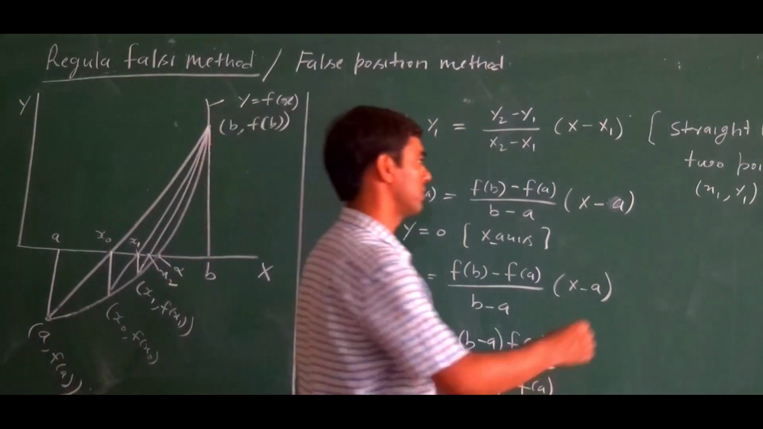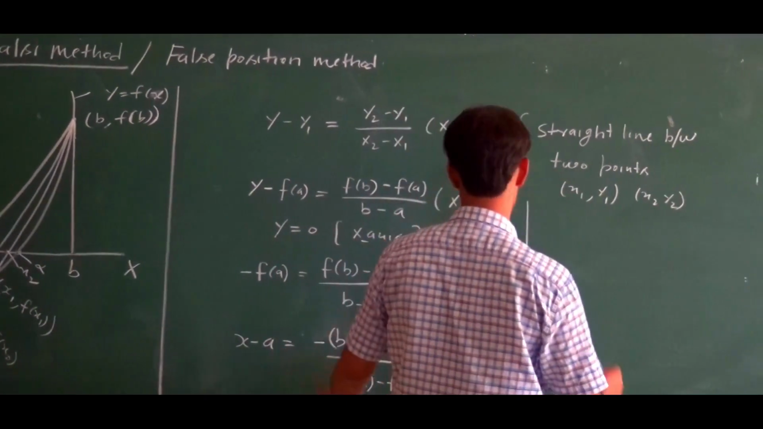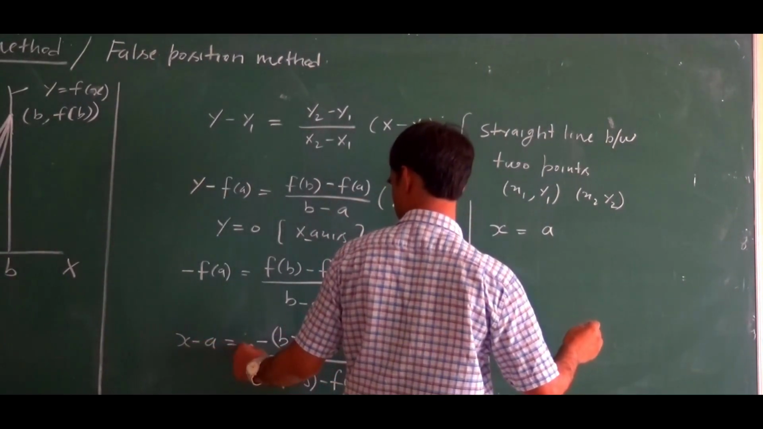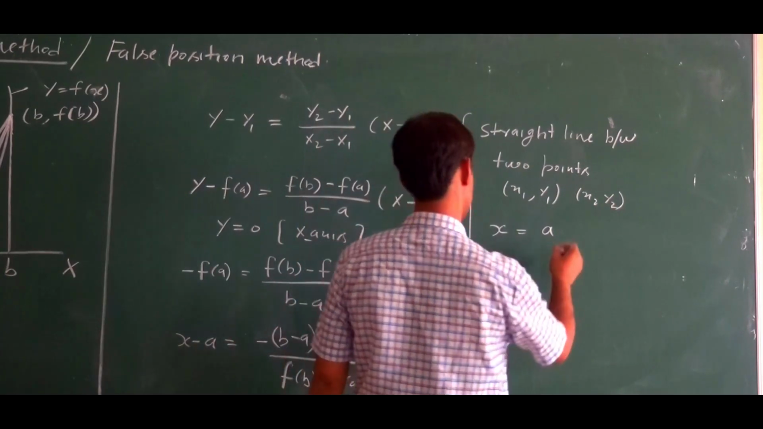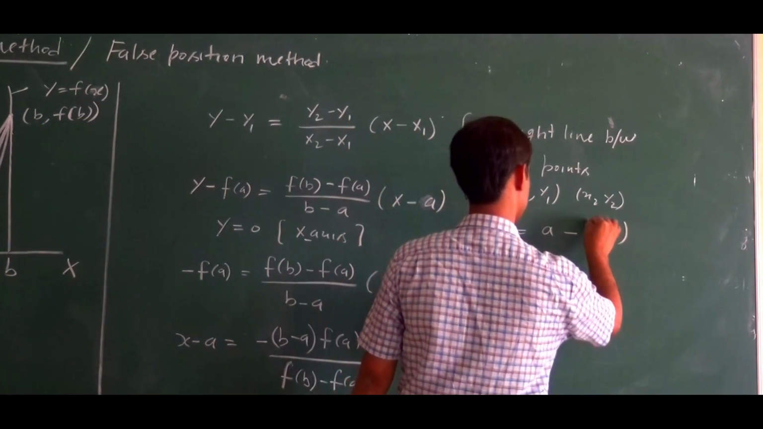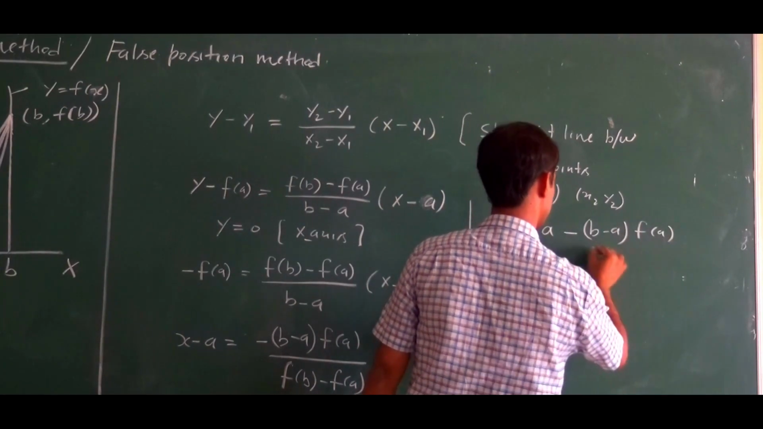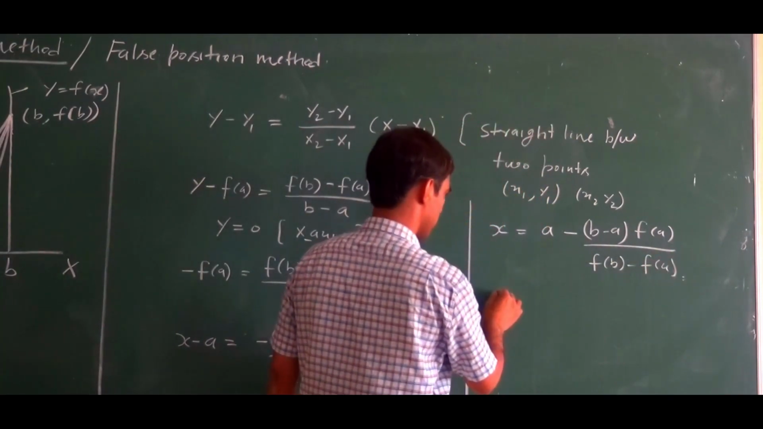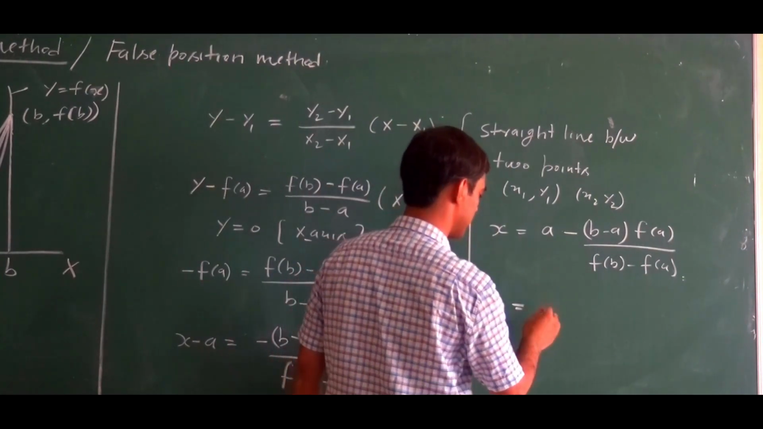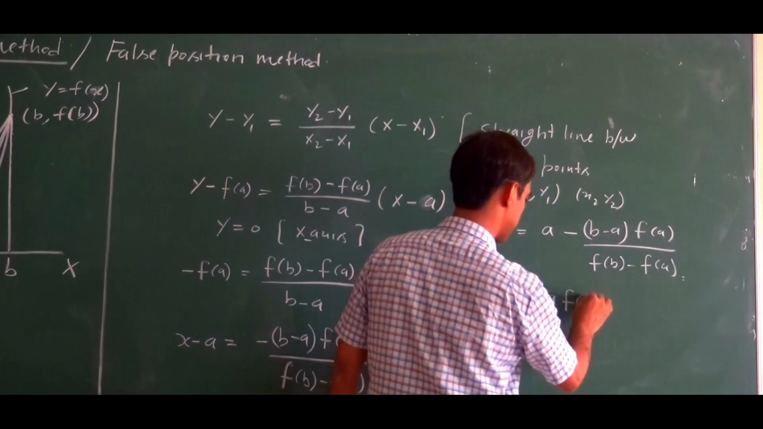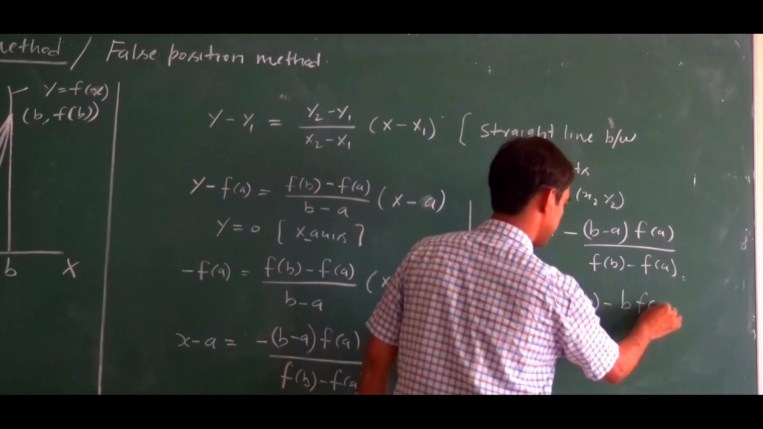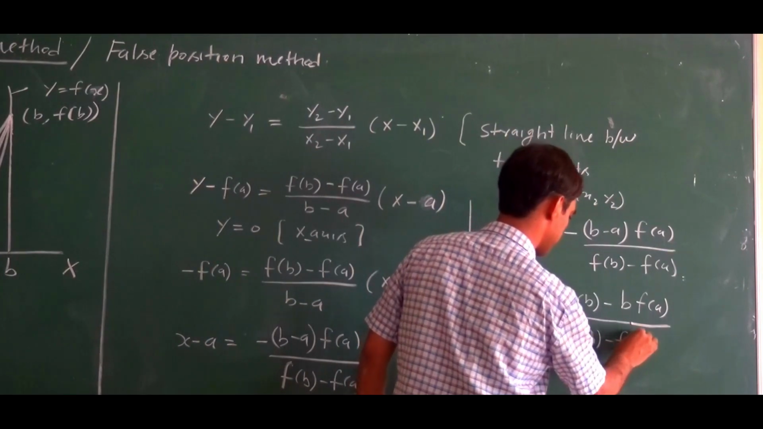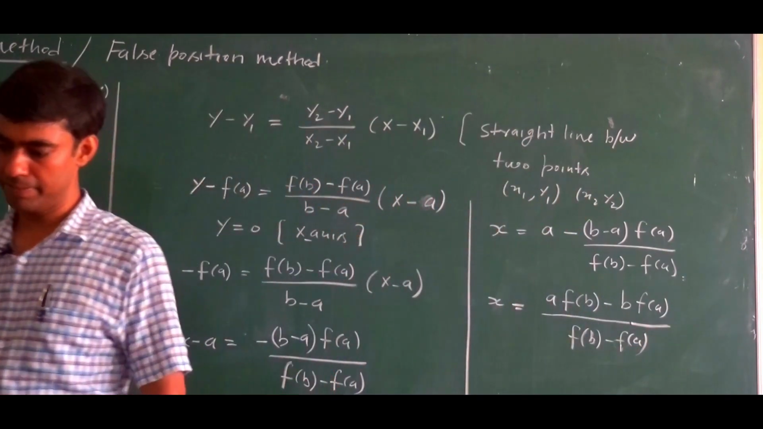If we simplify more, x equals A, and this becomes a positive sign here, A minus B minus A times f of A divided by f of B minus f of A. So if we simplify this expression, x becomes A f of B minus B f of A, divided by f of B minus f of A.